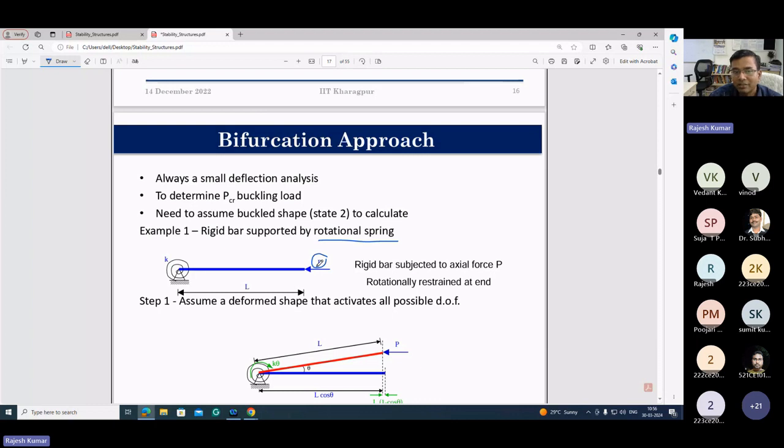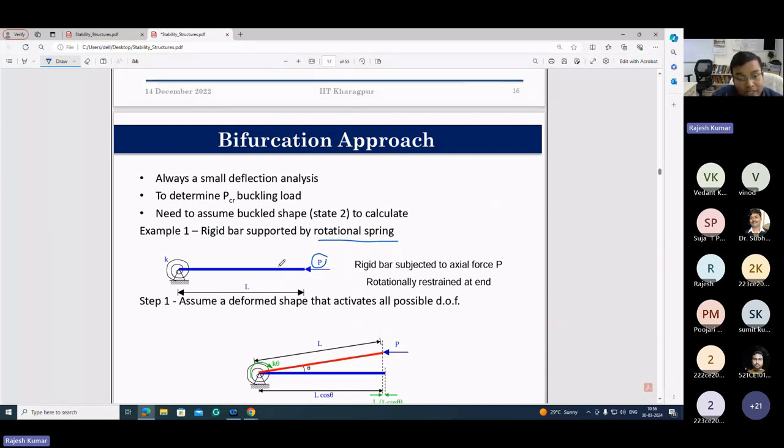P is equal to PCR. I need to find how much buckling load will apply such that it suddenly will go into the deformed state. What will be the value of P such that it suddenly will go into the out-of-plane deformations? Okay, but when you apply a P load which is less than PCR, then what will happen?